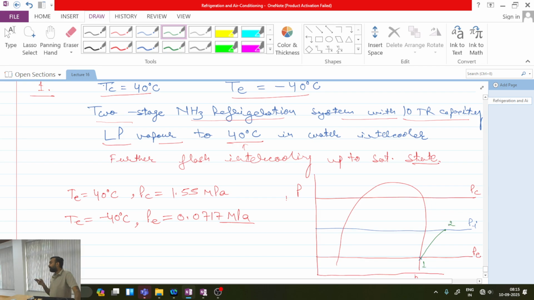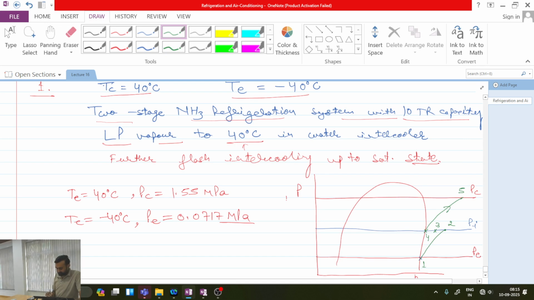After 2 what do I have? Water intercooler. So then I will be reaching some point 3. Then what do I have? Flash intercooler, and this flash intercooler is doing intercooling up to the saturation state. It means my point 4 will be here. Then from point 4 to 5 again I will be having a compression process.